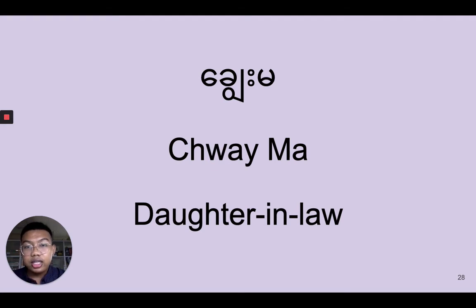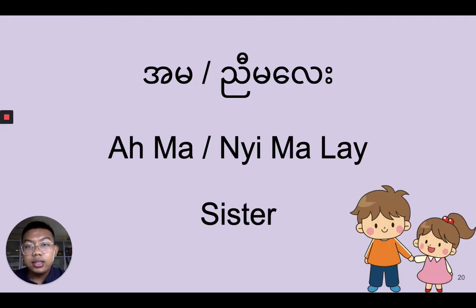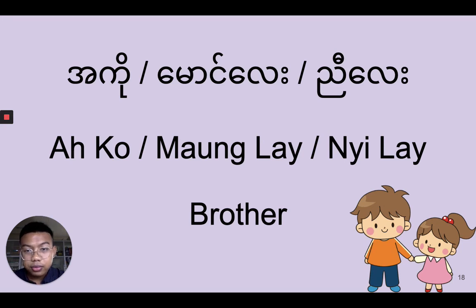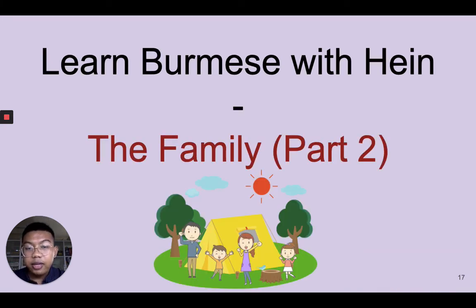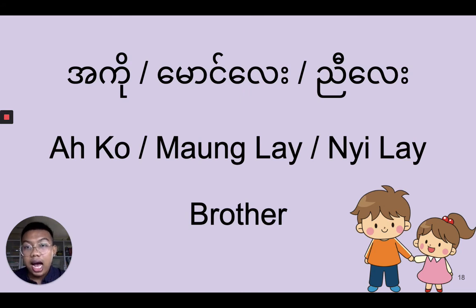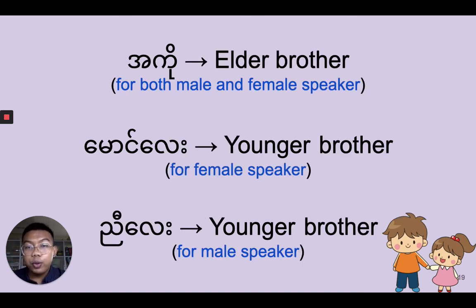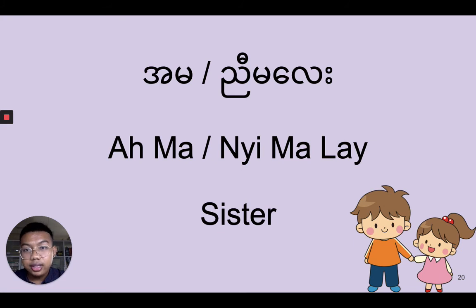Before finishing this video, I want to go through everything one more time so that we are on the same track. This is family part two. For brother, we say ako for elder brother, used by both male and female speakers. If you're a female speaker and want to mention a younger brother, use maung le. If you're a male speaker, use nhi le. For sister, elder sister is amma, and younger sister is nima le, used by both male and female speakers.